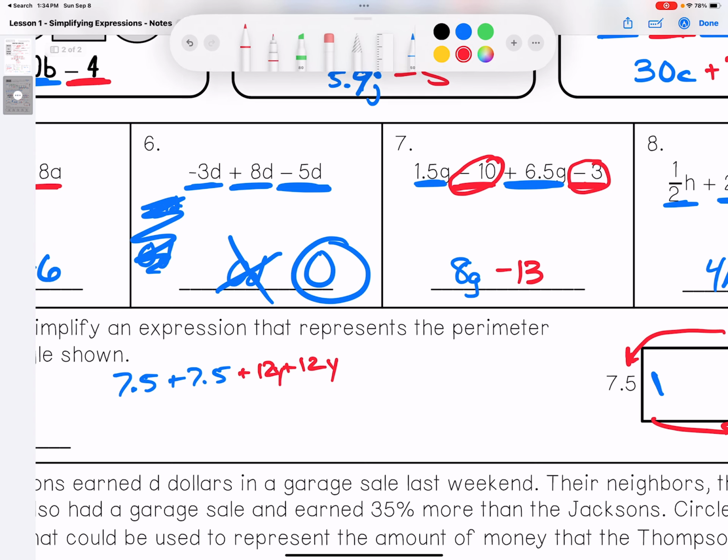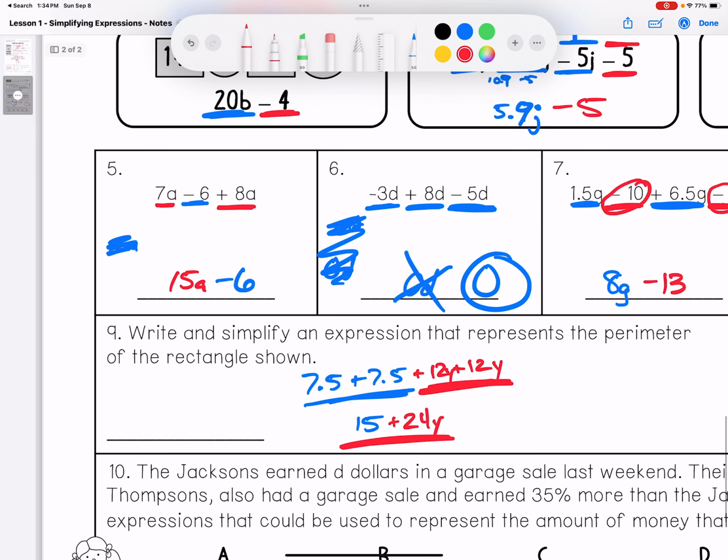Now, we can combine these like terms in blue, and 7.5 plus 7.5 is 15. We could combine these like terms: 12y plus 12y is 24y. So the answer to the expression is 15 plus 24y. Now, we generally write the variable first, the one that has a number. It's okay if you don't, but you got to get there because that's the way it's going to be needed later.